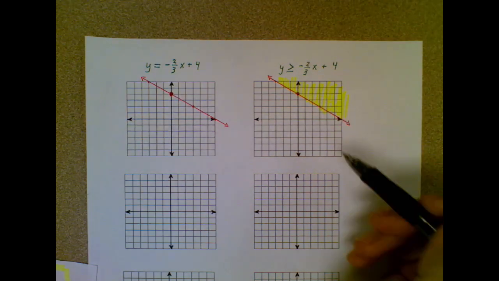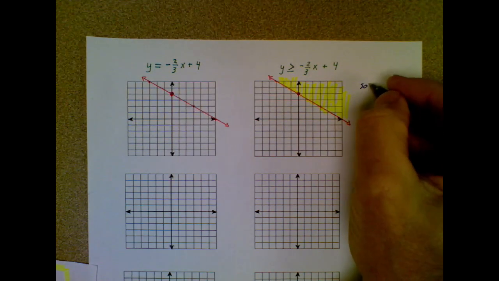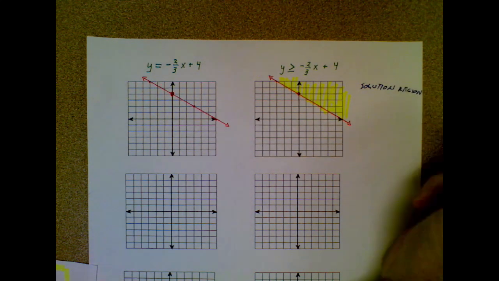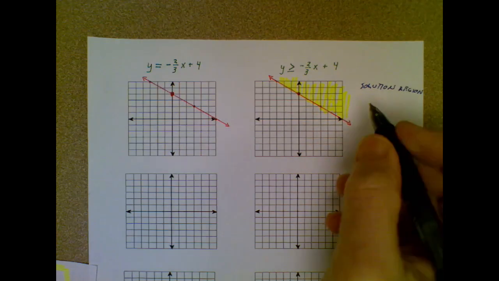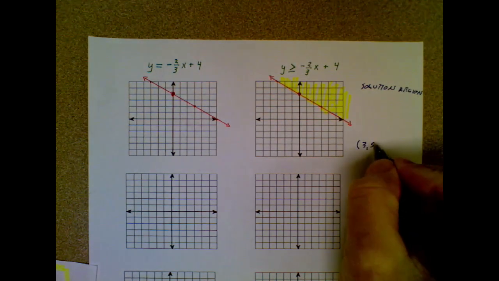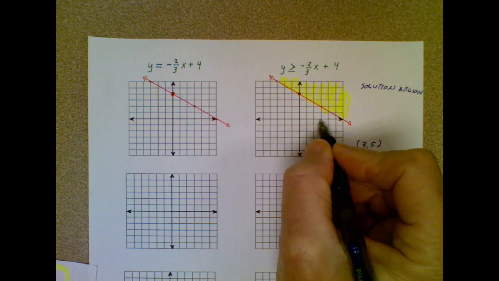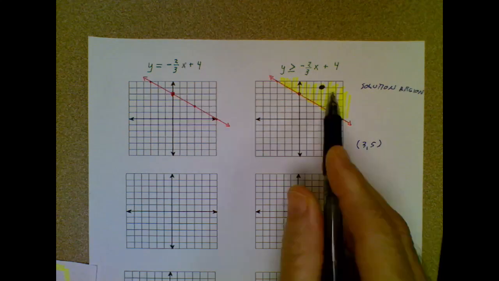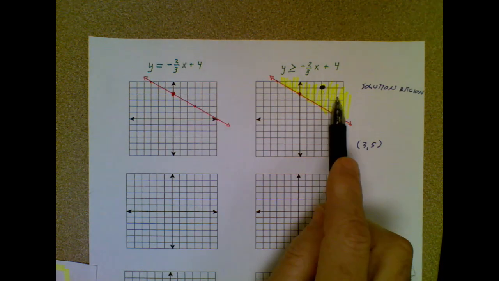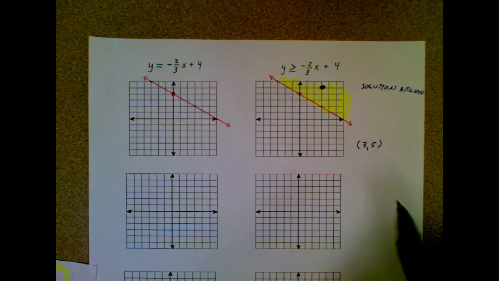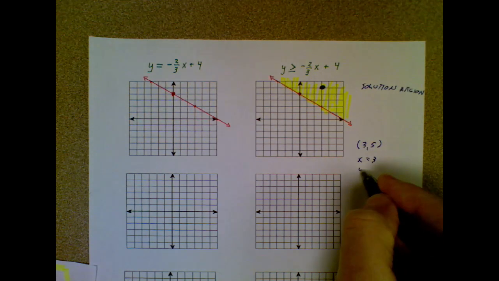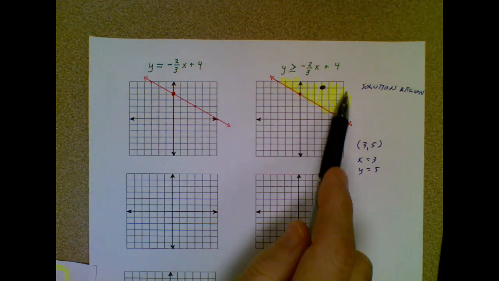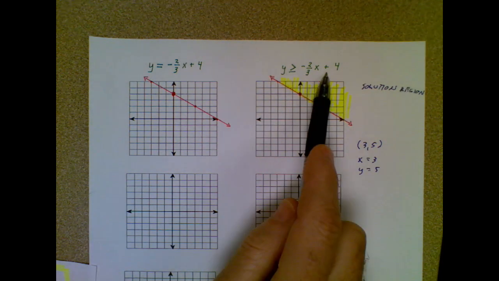Now this shaded region that we have is also called the solution region, but some people call it the shaded region. They're interchangeable. And so I'm just going to put a point into that solution region or that shaded region. It's the point 3, 5. There's the point 3, 5. And because it's in the shaded region or the solution region, I know x equals 3, y equals 5 is a solution to that inequality. In fact, any point in the shaded region makes that inequality true.